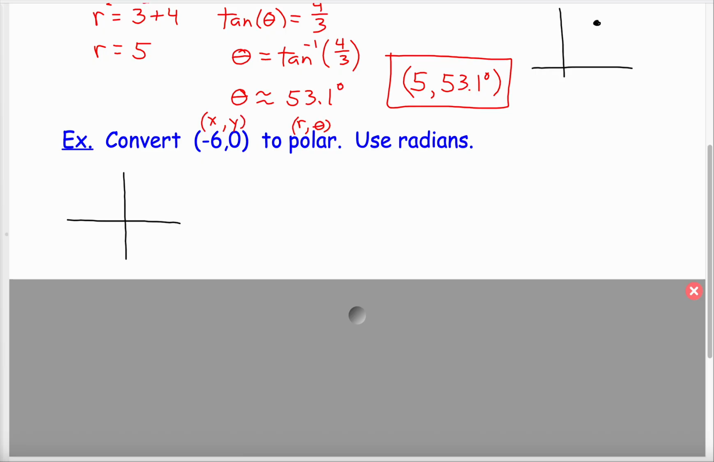So if I plot negative 6, 0, where's that? That's over here, right? Okay. How far is that from the pole if we switch our system? Isn't that 6 units away from the pole? So r is equal to 6.